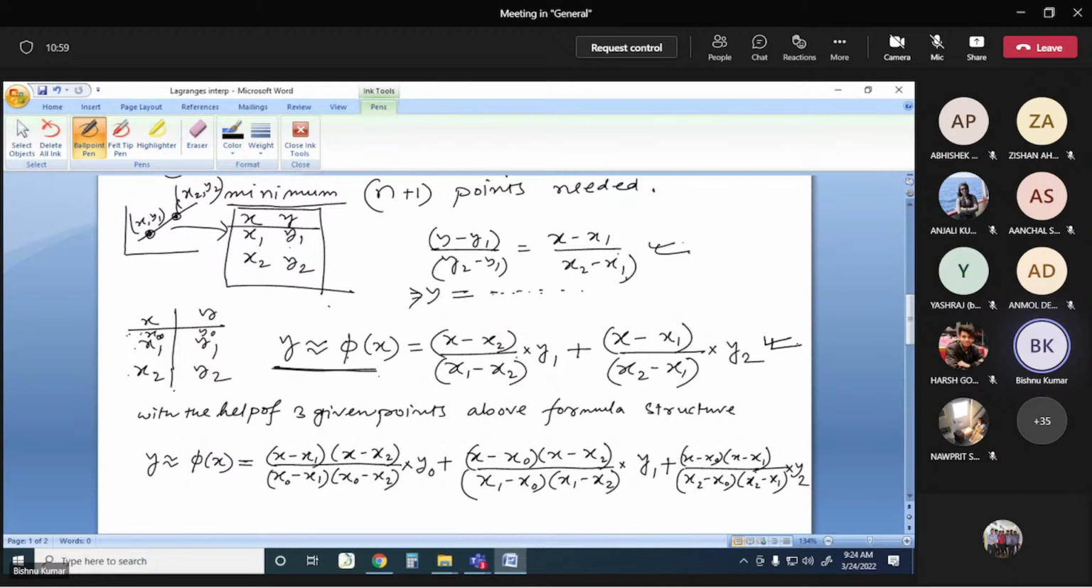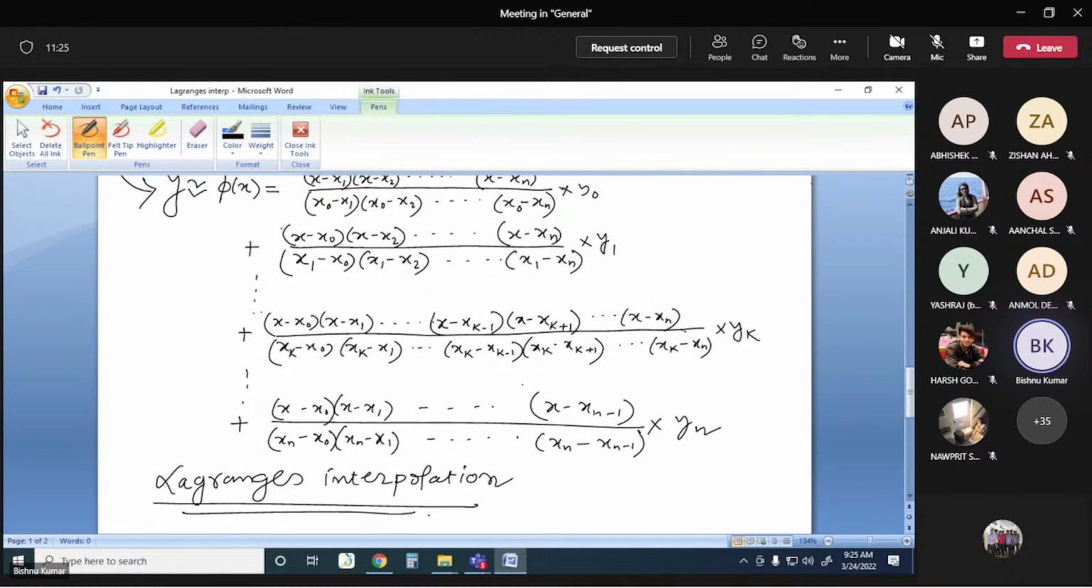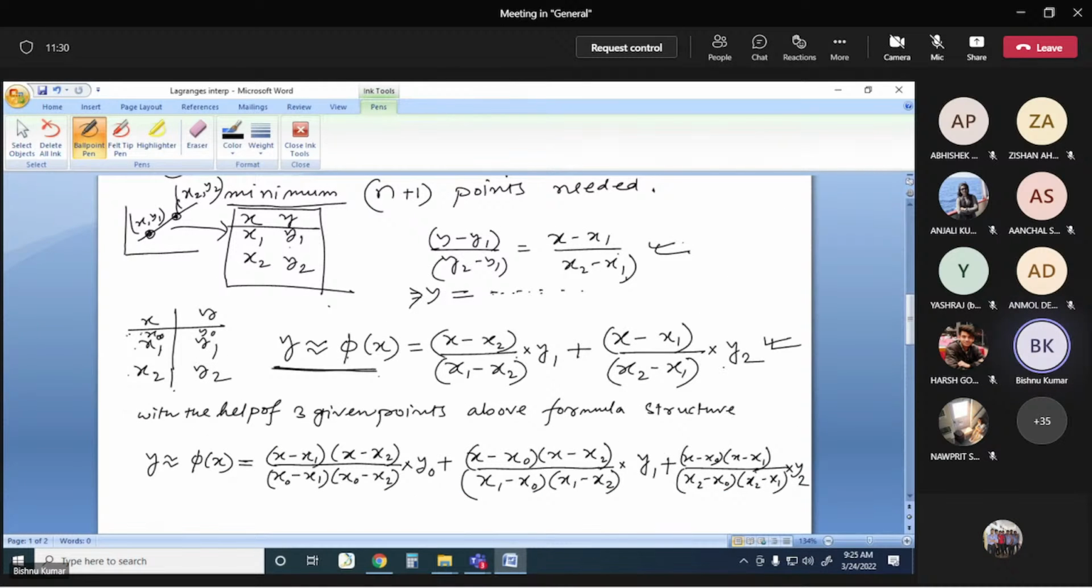With the help of the induction process, step by step, suppose for 3 points, what will this formula look like? For 4 points, what will this formula look like? In that way, for n plus 1 points, what will the formula look like? We will establish a general formula with the help of n plus 1 points, an nth degree polynomial, and that will be the Lagrange's interpolation. Okay, that I have done at the last. So first of all, see, after doing the calculation for the straight line, does it come out looking like this or not?